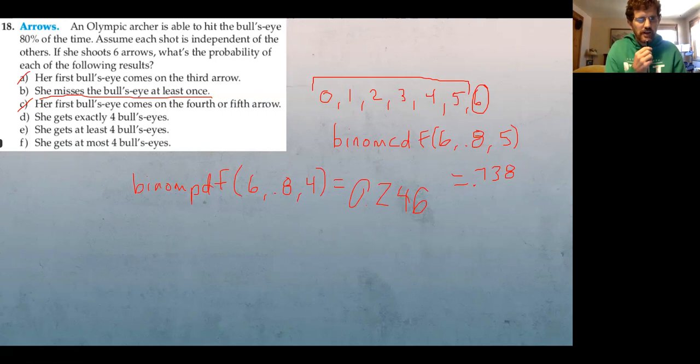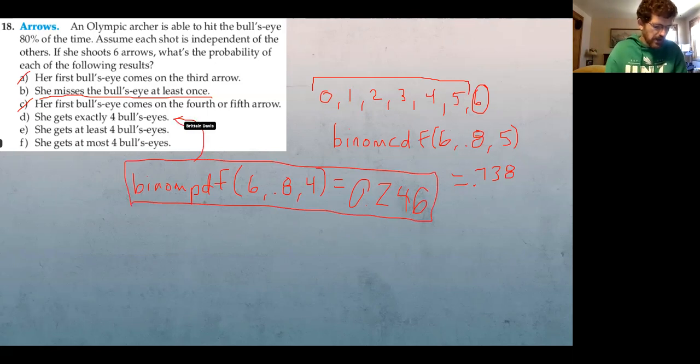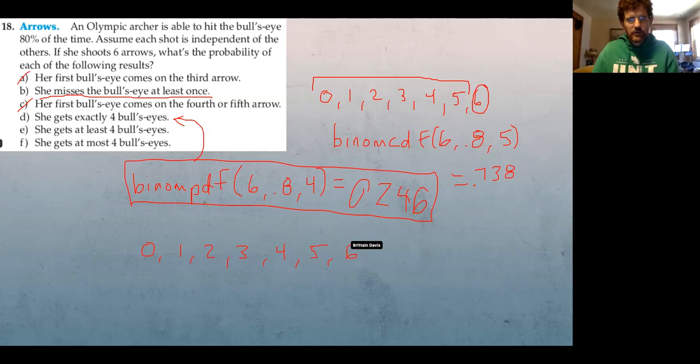All right, and the only other one I wanted to look at, so hopefully this is all good for D. So for E, she gets at least 4 bullseyes. And I want to go back to this real quick. Here are the possible outcomes of 6 trials. And just circle from that list of outcomes the ones that satisfy this condition. Yeah, you can circle them individually, you can circle them as a group, but you got it right there. At least 4 means 4 is okay, 5 is good, 6 is good. But we want the probability of those.